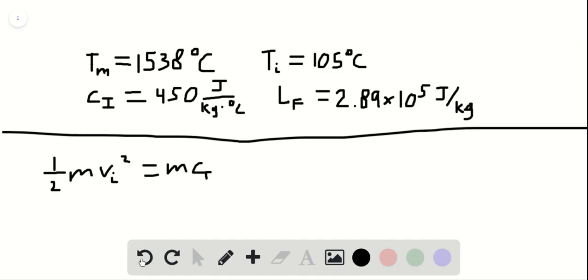C sub I, times the temperature change. So we're going to have the melting point subtracted from the initial temperature, T sub I. And that initial temperature is negative 105. I'm sorry, I forgot that negative sign there. So up here, T sub I is negative 105. So minus a minus is going to be a plus. So that's going to end up being T sub M plus 105 degrees Celsius.